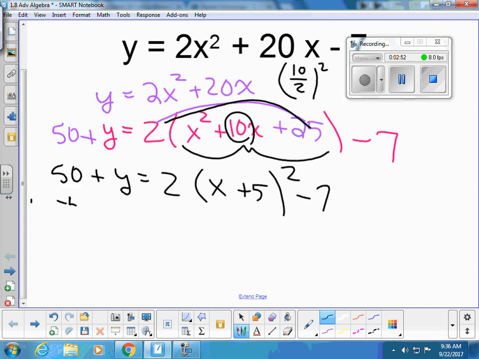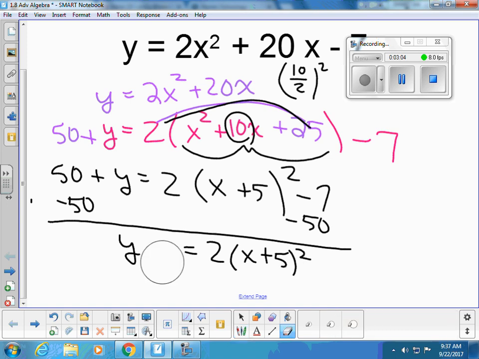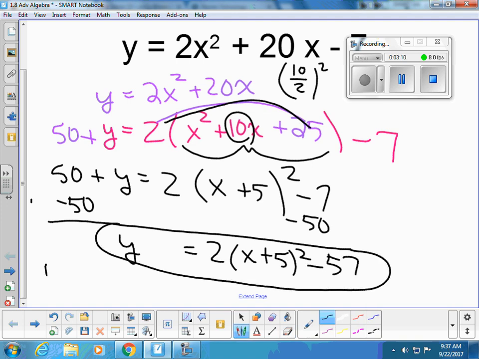Yes. So she's subtracting her 50 to the other side. All right. And then what are you going to have? Perfect. And then our vertex? Negative 5, negative 57. Awesome. Hey, give her a round of applause. She did just as good as Jake. Good job!